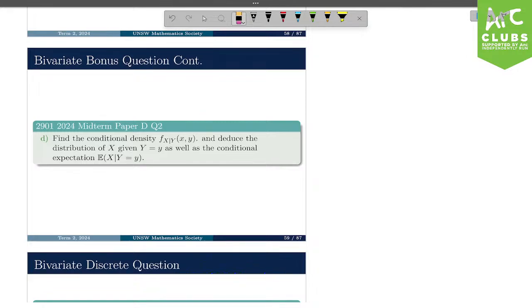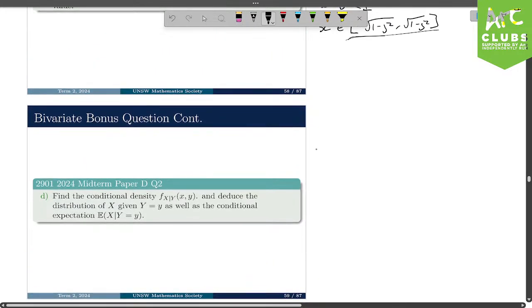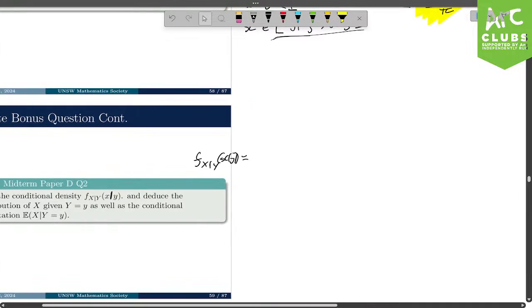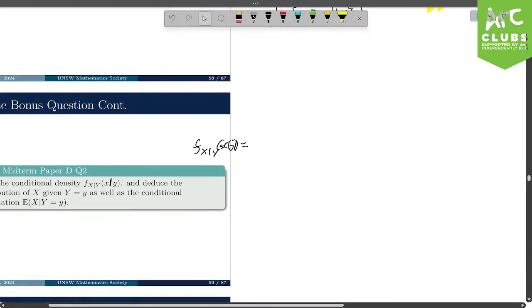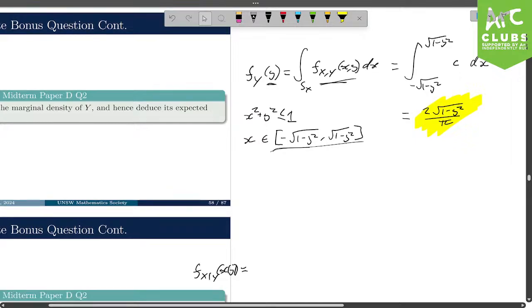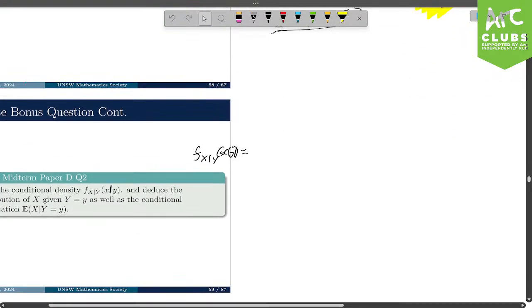Let's keep on moving. Okay, so we have: find the conditional density f of x given y of xy and deduce the distribution. Okay, so I know that this is going to be equal to, mind you, I'm talking about f of x given y. Oops, that's meant to be a given. We didn't see that. I didn't make the slides this morning. All right, I mean, maybe I did.